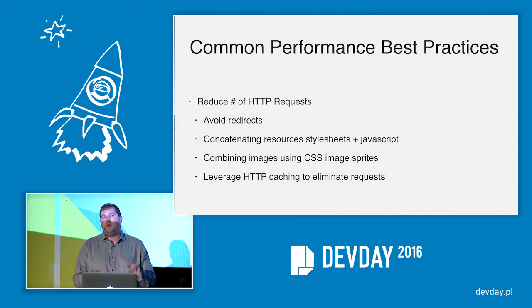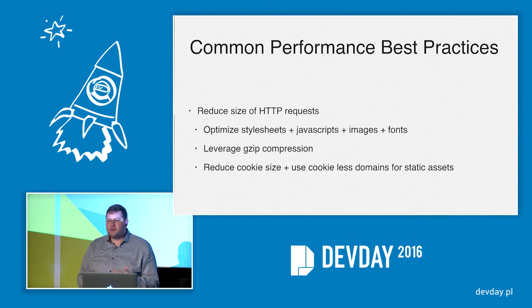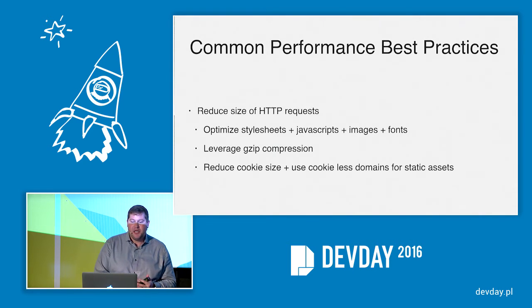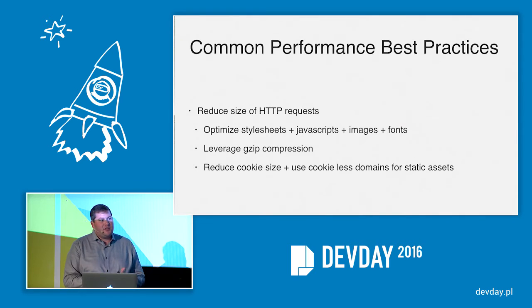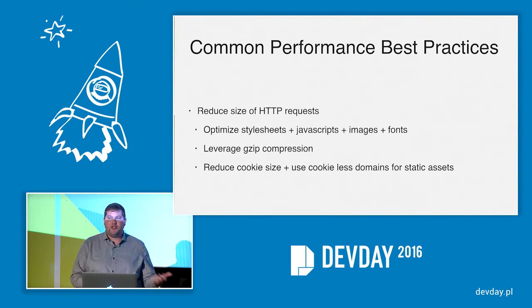You push it out with your deploy process, it has a timestamp, and you don't need to refresh it until you do another deploy. So the next is reducing the size of HTTP requests. You can do this by optimizing your style sheets with minification. The same thing with JavaScript. With images, you should optimize your images. With fonts, you should only use the subset of the font that you actually use. You should use gzip compression for all of these assets. And then you should try to reduce the size of cookies.